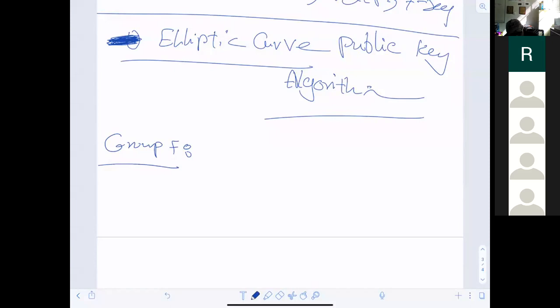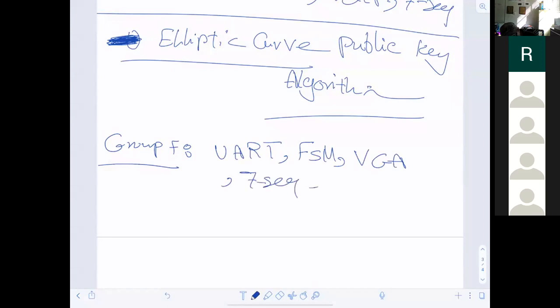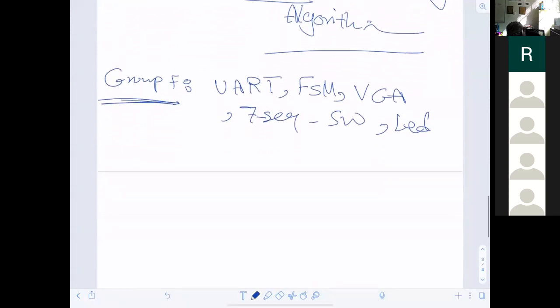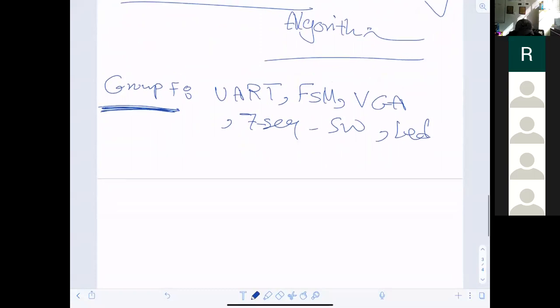Okay. So in this case, group F, you're still going to use UART. You're going to use finite state machine. You're going to use the VGA. And you're going to use the 7sig. Of course, you're going to use the switches and the LEDs, buttons, everything. I like stuff like that. So if you know how to use all of those, then you are perfectly set, okay? So security or signal processing or image processing?